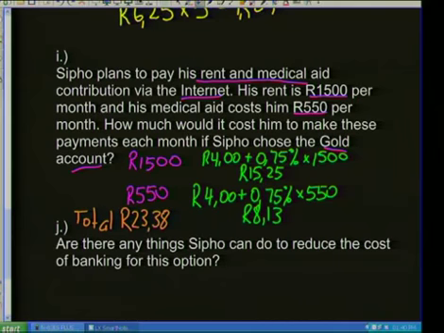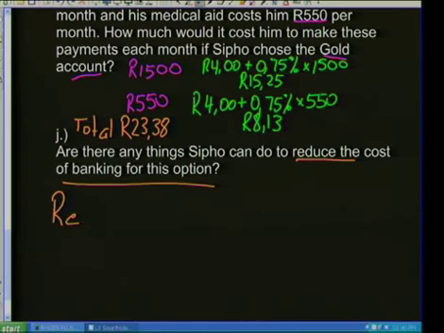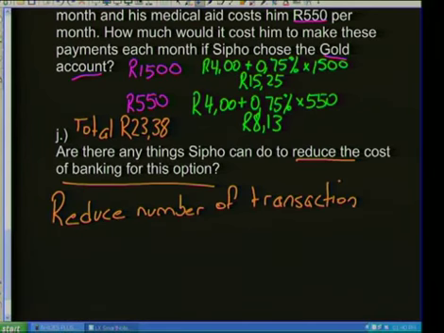£23.38. So that's for every transaction. Right. Are there things people can do to reduce the cost of banking for these options? Now, there are definitely plenty of things that he can do to reduce the cost. He basically needs to reduce his number of transactions. Because remember, every time he does a transaction, he is being charged. So he can reduce the number of transactions.